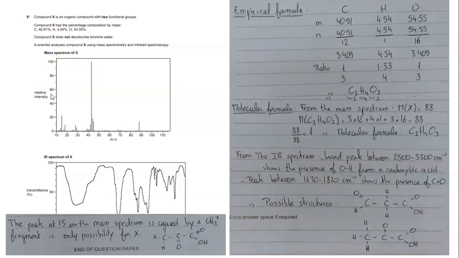The first one, the aldehyde and the carboxylic acid group, or the second one, the ketone and the carboxylic acid group. To choose between the two of them, we're going to go back to the mass spectrum. And here we can see at 15 there is a little peak. The peak at 15 we know is caused by a CH3+ fragment. And the only way to have a CH3+ fragment is if we have the ketone and the carboxylic acid group. Therefore, the only possibility for X is CH3COCOOH.